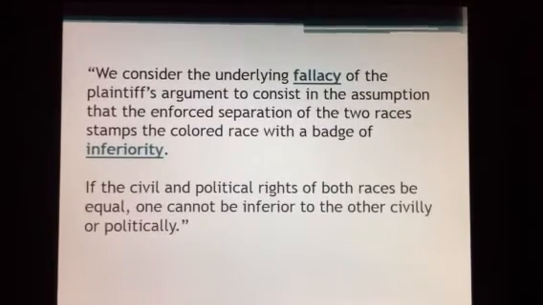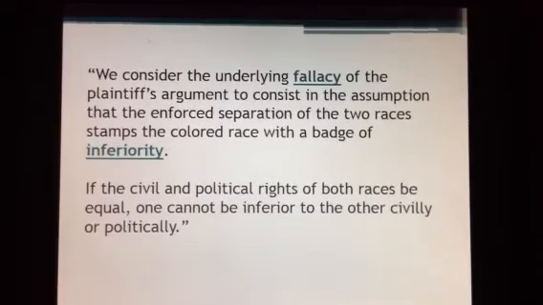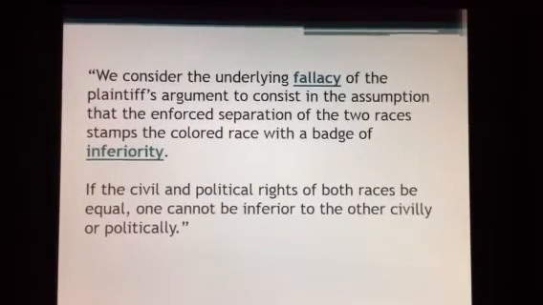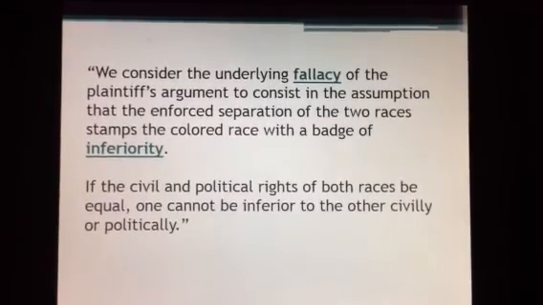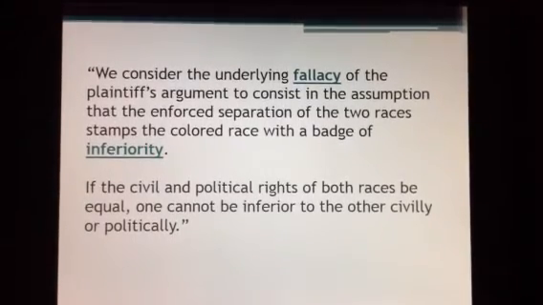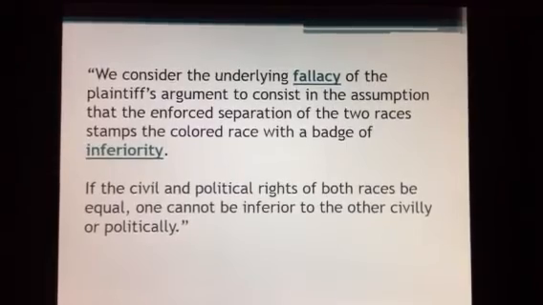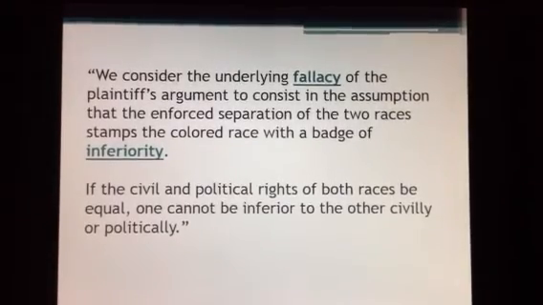We consider the underlying fallacy of the plaintiff's argument to consist in the assumption that the enforced separation of the two races stamps the colored race with a badge of inferiority. If the civil and political rights of both races be equal, one cannot be inferior to the other civilly or politically.